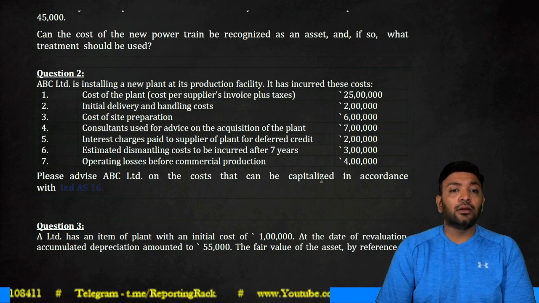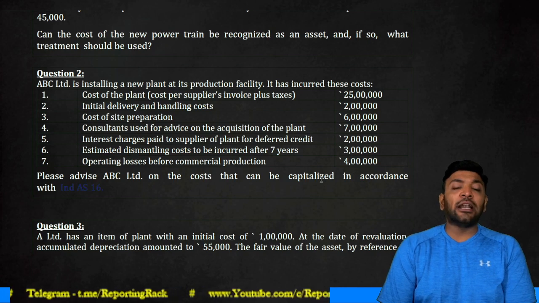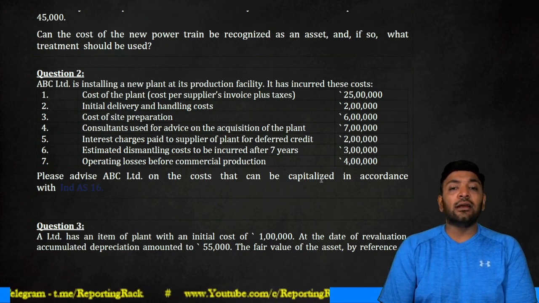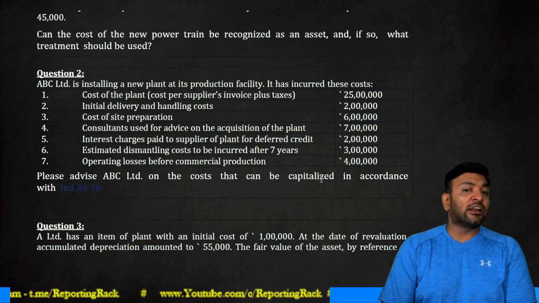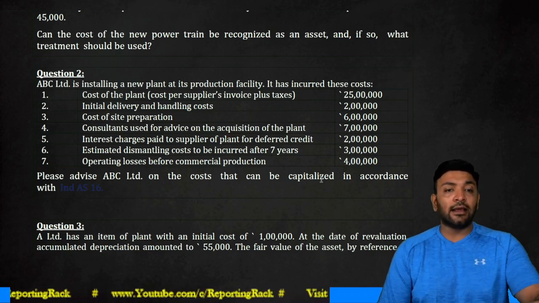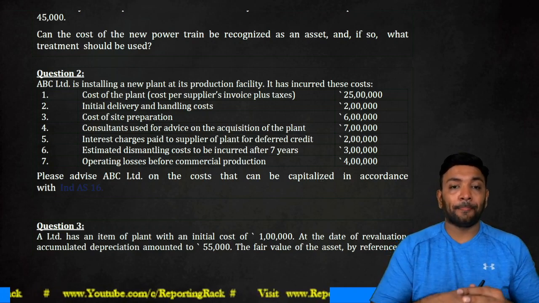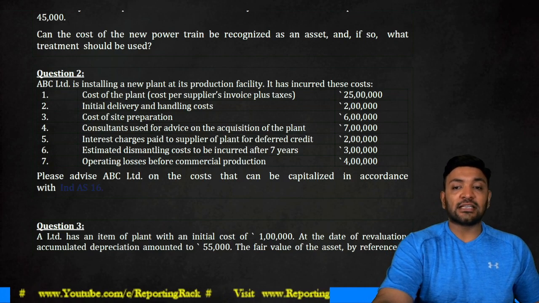Here, estimated dismantling after 7 years is 3 lakhs. Operating losses before commercial production is 4 lakhs. Operating losses before commercial production are not eligible to be included. Clear? So let us try to solve this answer. This is our question number 2.